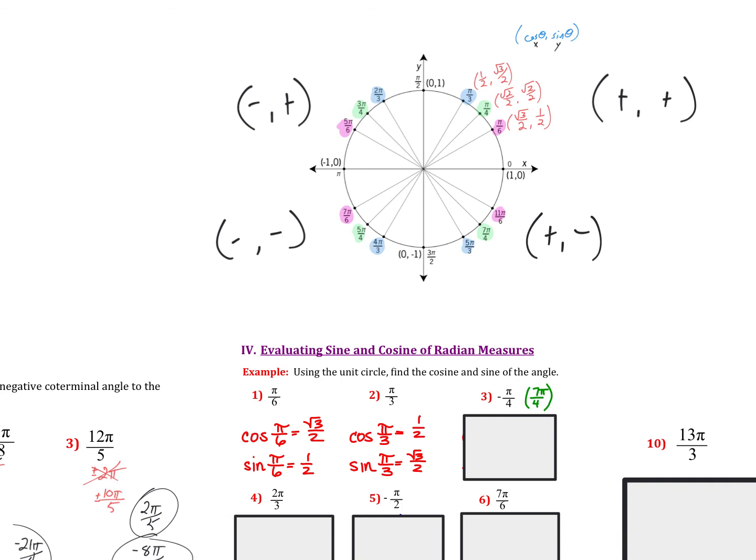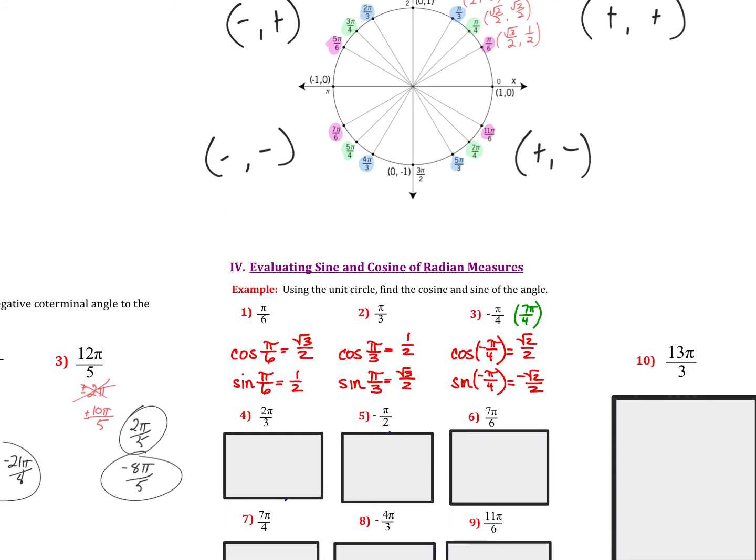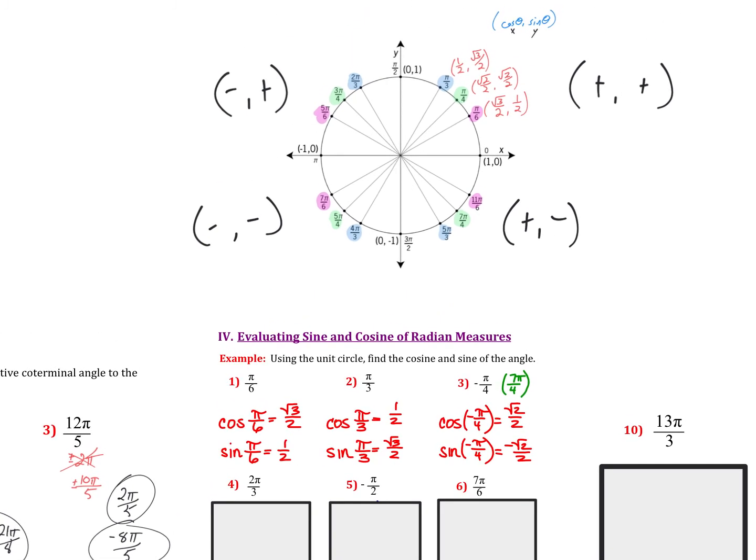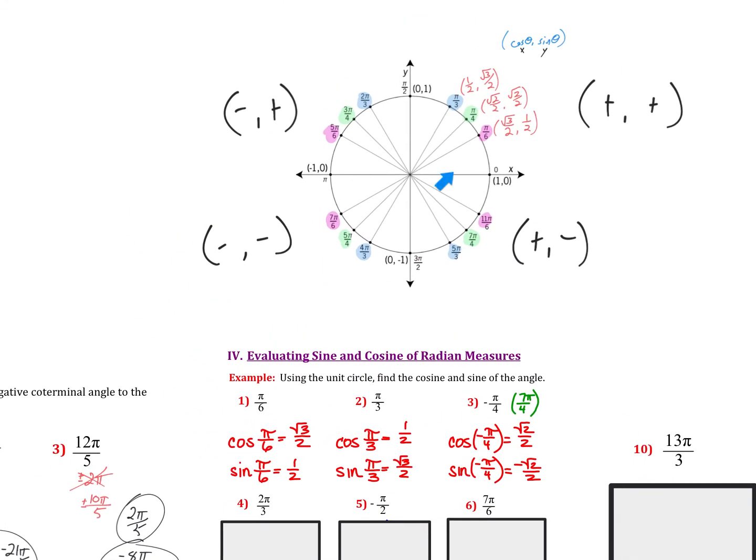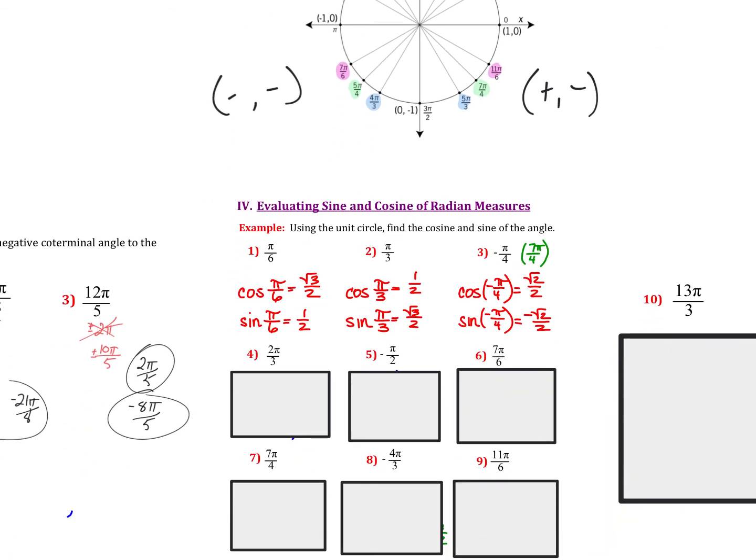All right, number 3. So our y value there was negative. 2 pi over 3. 2 pi over 3 is this guy here, so it's a blue one. So it's going to be 1/2 and rad 3 over 2. But since it's in the second quadrant, the cosine has to be negative, the sine is positive.